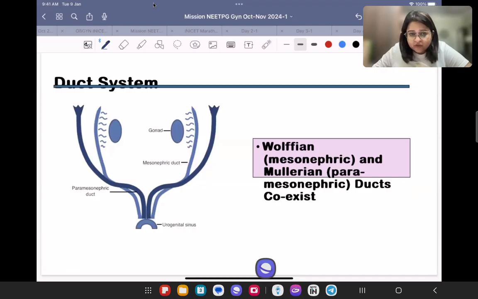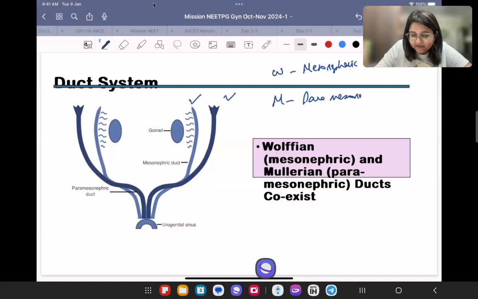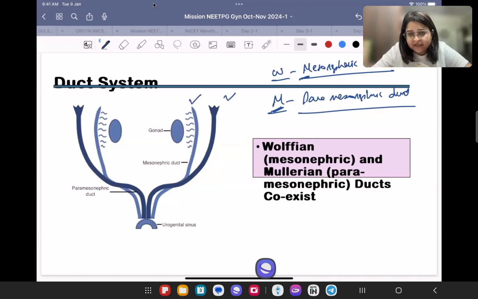Now, I told you this also, you have a common Wolffian duct, okay, and a Mullerian duct. The Wolffian duct, remember, is also called the mesonephric duct. And the Mullerian duct is called the paramesonephric duct. It's the same thing. Wolffian is mesonephric, Mullerian is paramesonephric. Remember, M and M don't come together, okay, they are different. So Mullerian is paramesonephric, Wolffian is mesonephric.